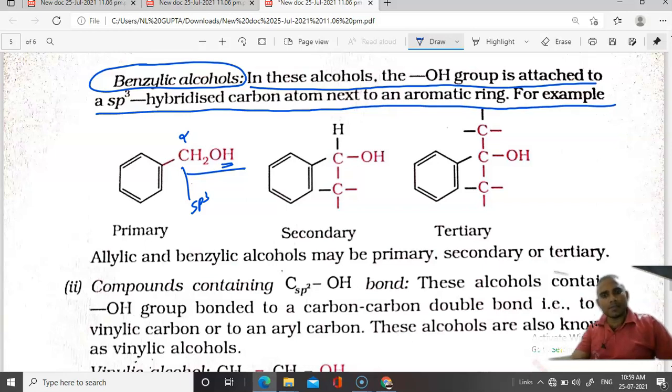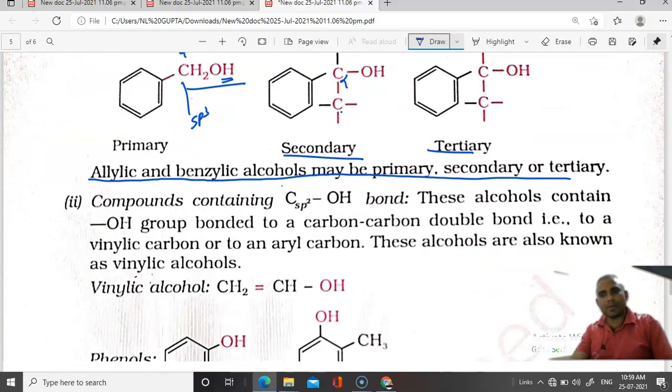Here you see, the alpha carbon is attached to two groups, one benzene ring and one this one. So this is secondary benzylic alcohol. This will be tertiary benzylic alcohol. So allylic and benzylic alcohols may be primary, secondary and tertiary, that you have to keep in mind.